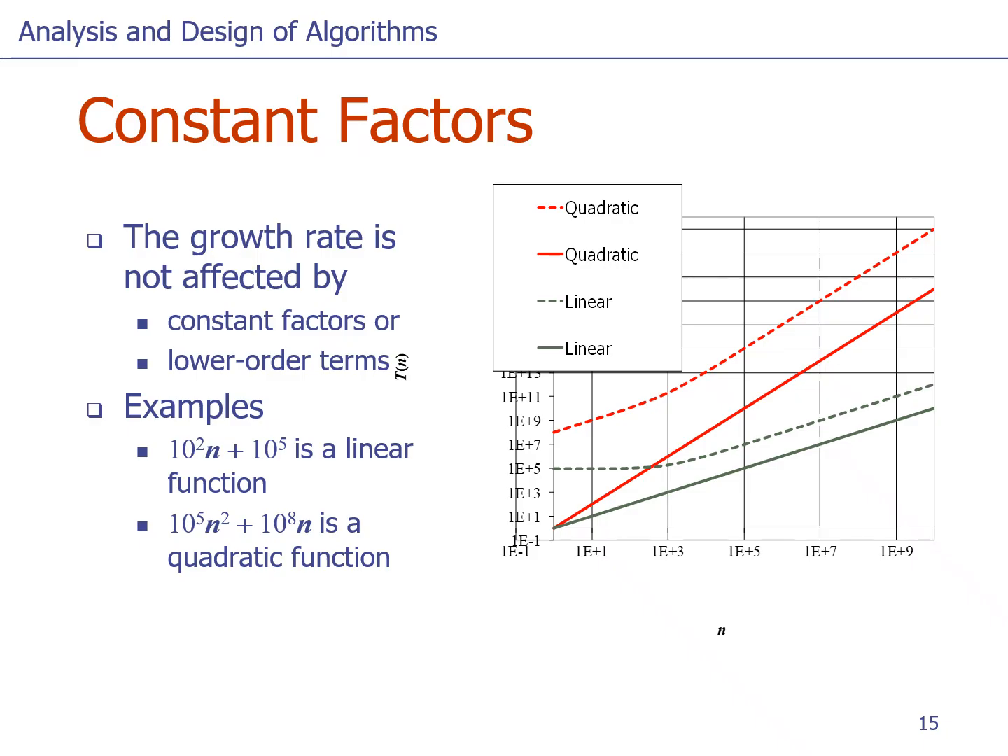Now, if I'm talking about 100n plus 10 to the 5, the curve you see is actually the dotted green line. But notice as we go to infinity, the two lines are almost parallel. And they are quite different from the other one in red, which is 10 to the 5 n squared plus 10 to the 8. Just n squared is the solid red.